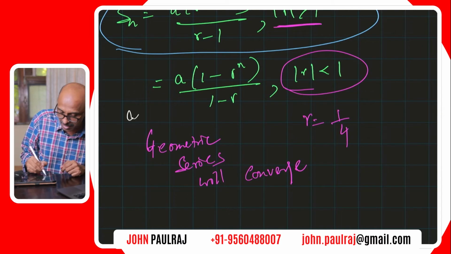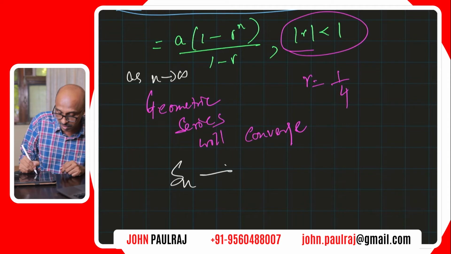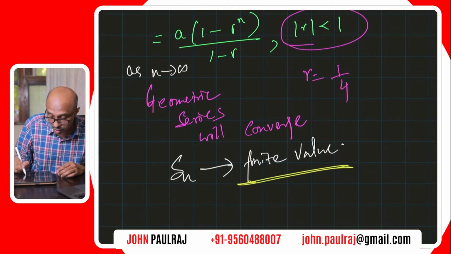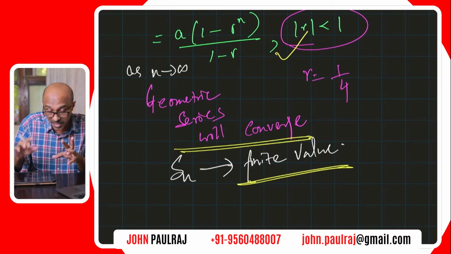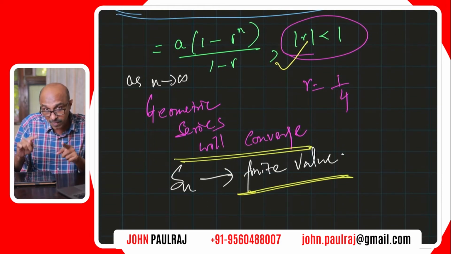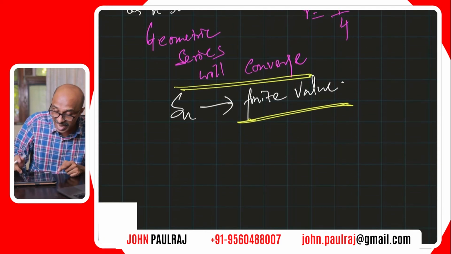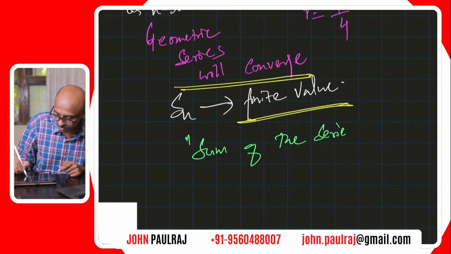And what does it mean to converge? As n increases without bound, the sum of this geometric series will approach a finite value. The geometric series will converge whenever the absolute value of r is less than 1. Only in that case, okay? When the absolute value of r is greater than 1, I already said it's not going to converge. So when the absolute value of r is less than 1, the geometric series will converge to a finite value. That value is what we also call the sum of the series.